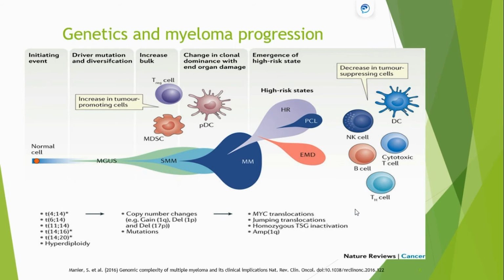So you have driver mutations in order for proliferation and survival of the cells. Now you have this immune suppression to let the cells grow in number so that the bulk of the tumor increases. Then when you get to the myeloma proper, you can see the changes in clonal dominance with end organ damage.